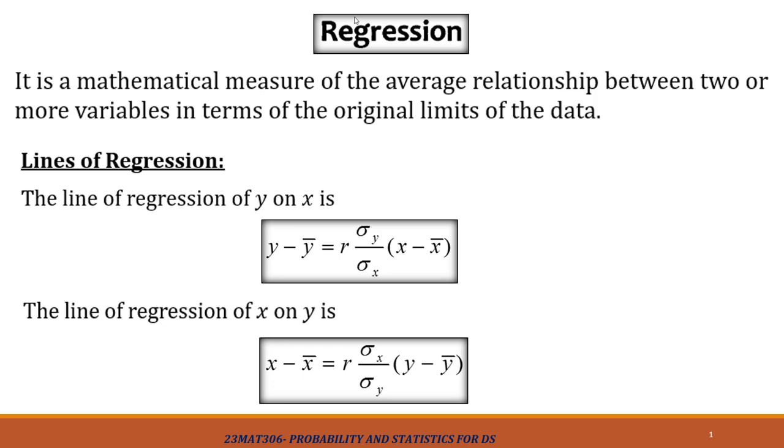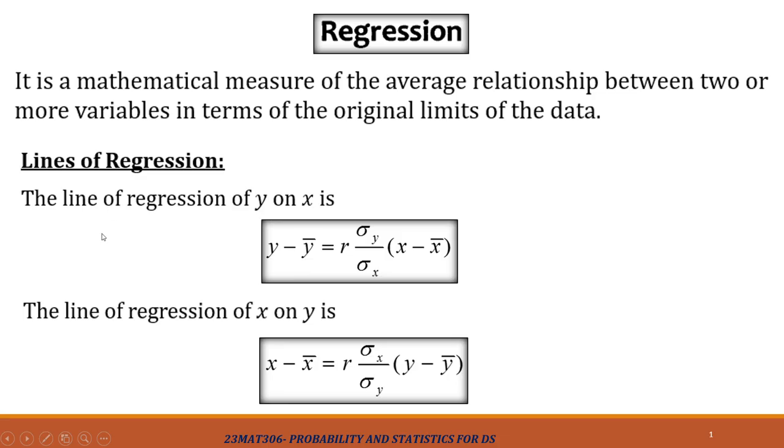In this lecture, we will see about the regression and transformations of two-dimensional random variables. Regression is a mathematical measure of the average relationship between two or more variables in terms of the original units of the data. Here is the formula for lines of regression. It is divided into two types.